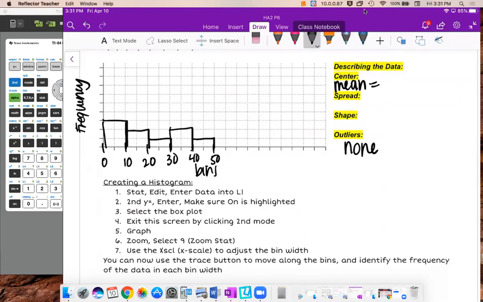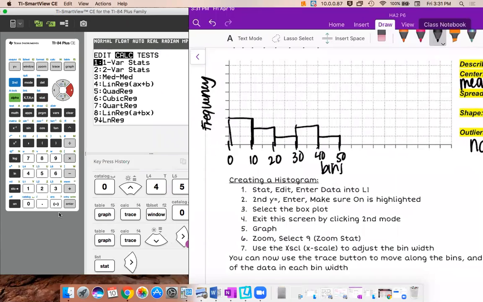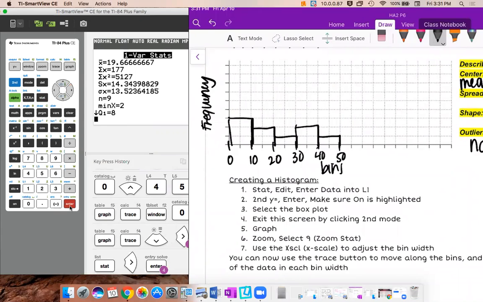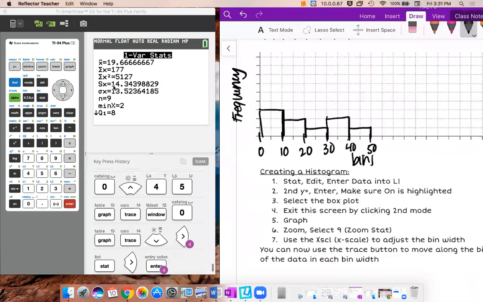But remember, if you forgot, you just go back to stat, over to calc, and then one variable stats. And then the mean is this very first one. So your mean for this is going to be 19.67 like it was above. The spread, since there are no outliers, we're using the standard deviation again. So your standard deviation for this one was 14.34, which again, if you go back to this list, standard deviation is just this guy.